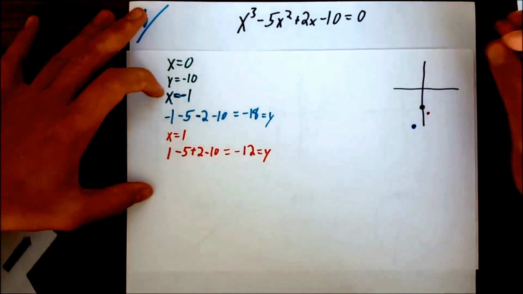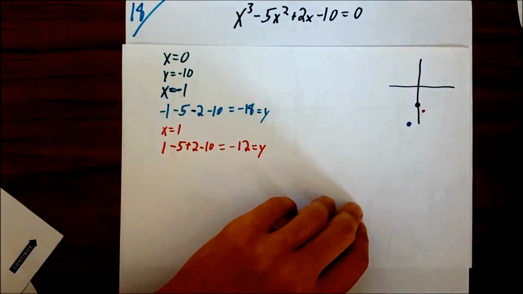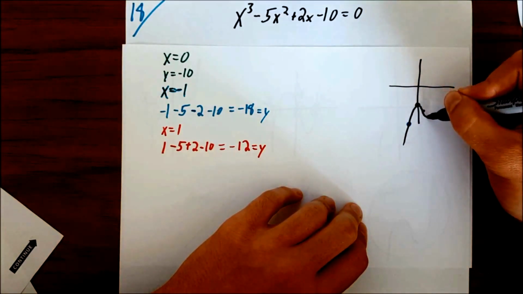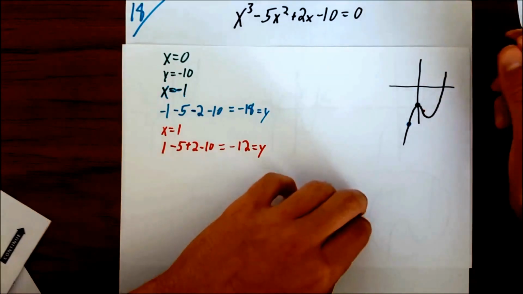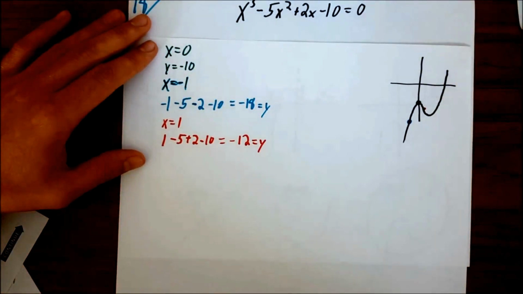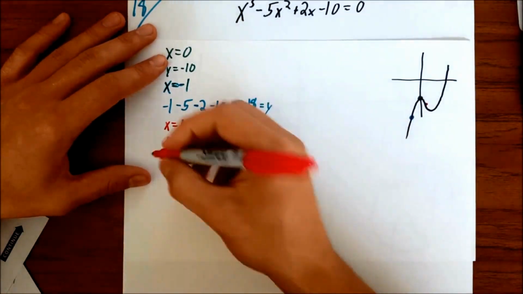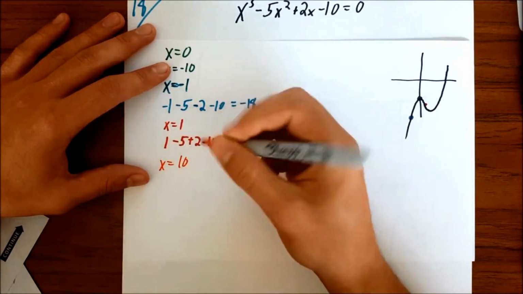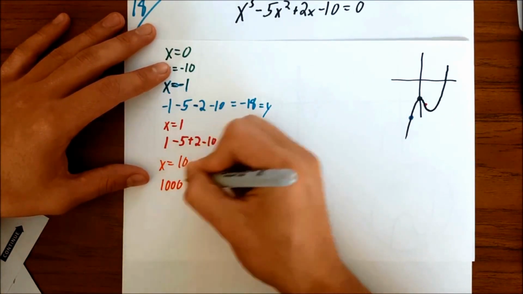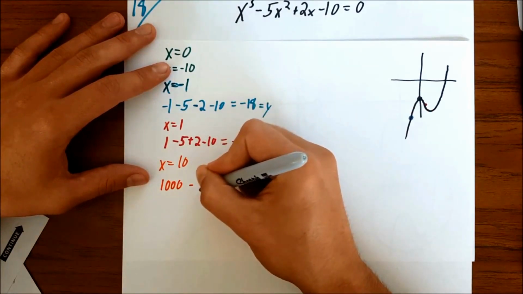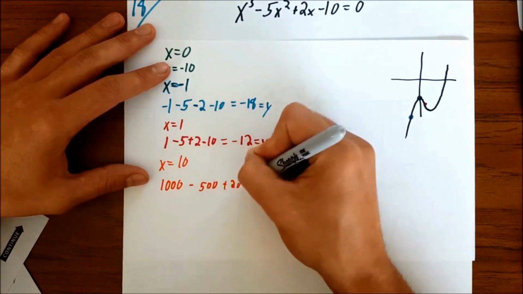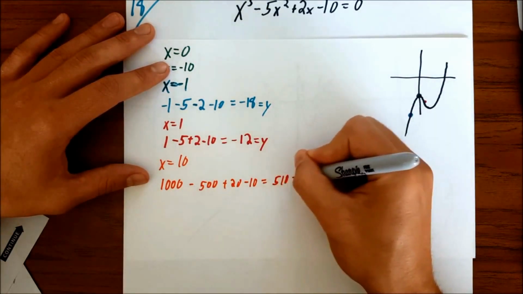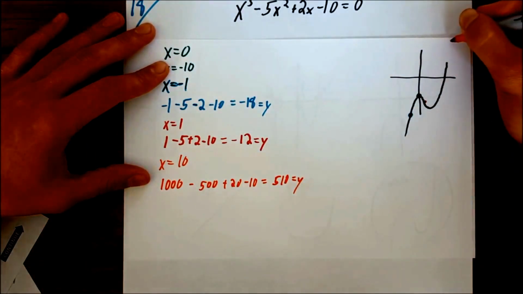There you go. All right, so from that you can kind of see actually what's going on. So it has to go up at some point over here. Okay. All right, well, let's guess. If you go really big, say x equals 10, then you're going to have 10 cubed is 1,000 minus 5 times 100 is minus 500 plus 20 minus 10. That's going to be 500, 520, 510. That's like way up there, so I can't even draw it.